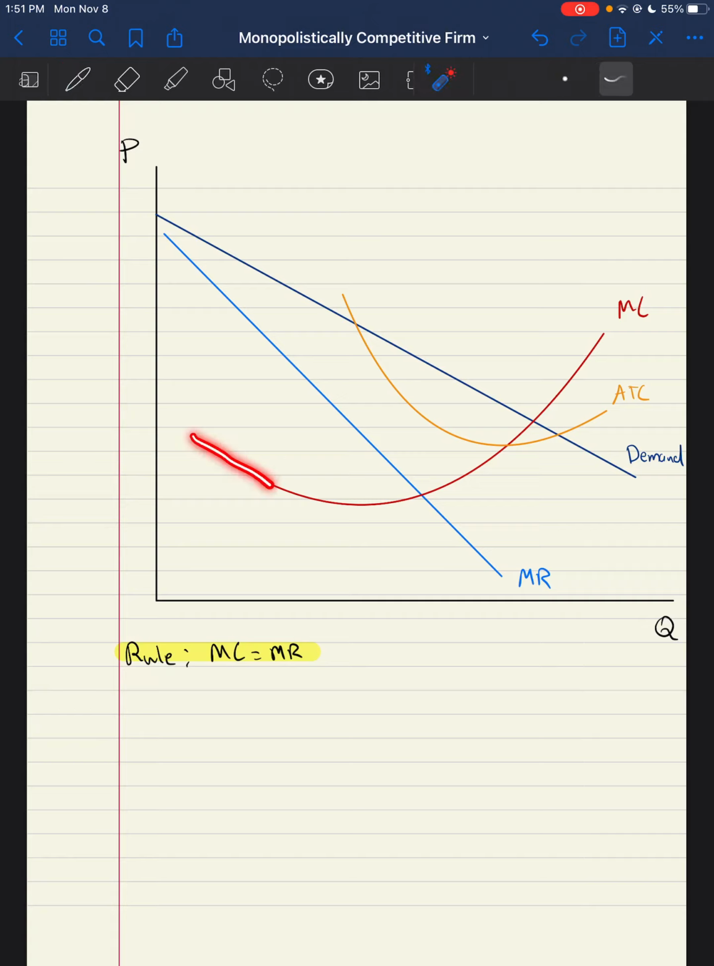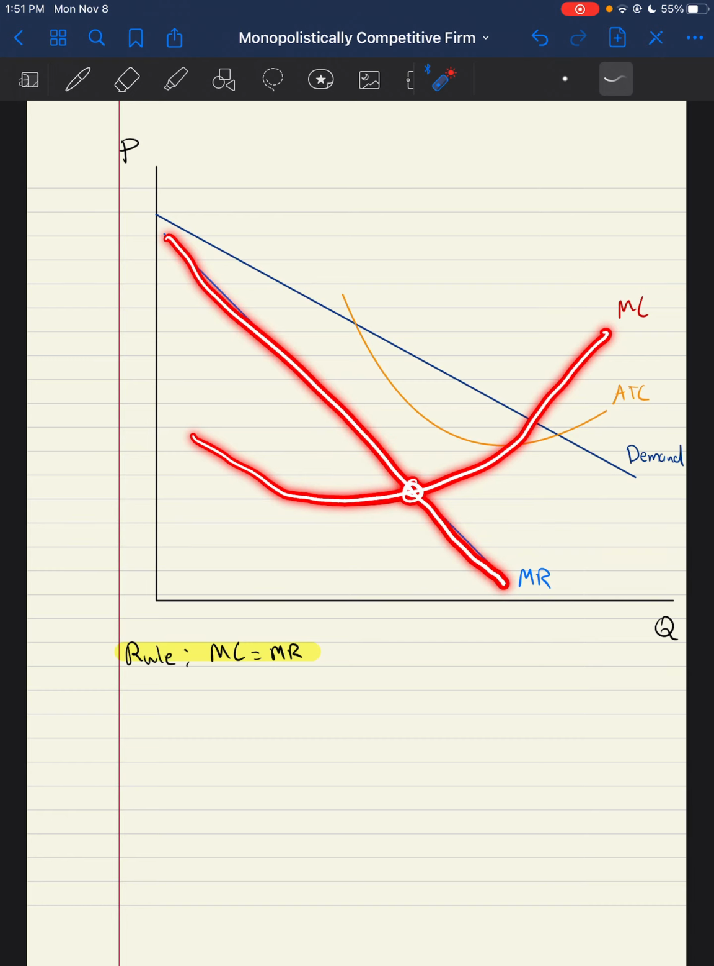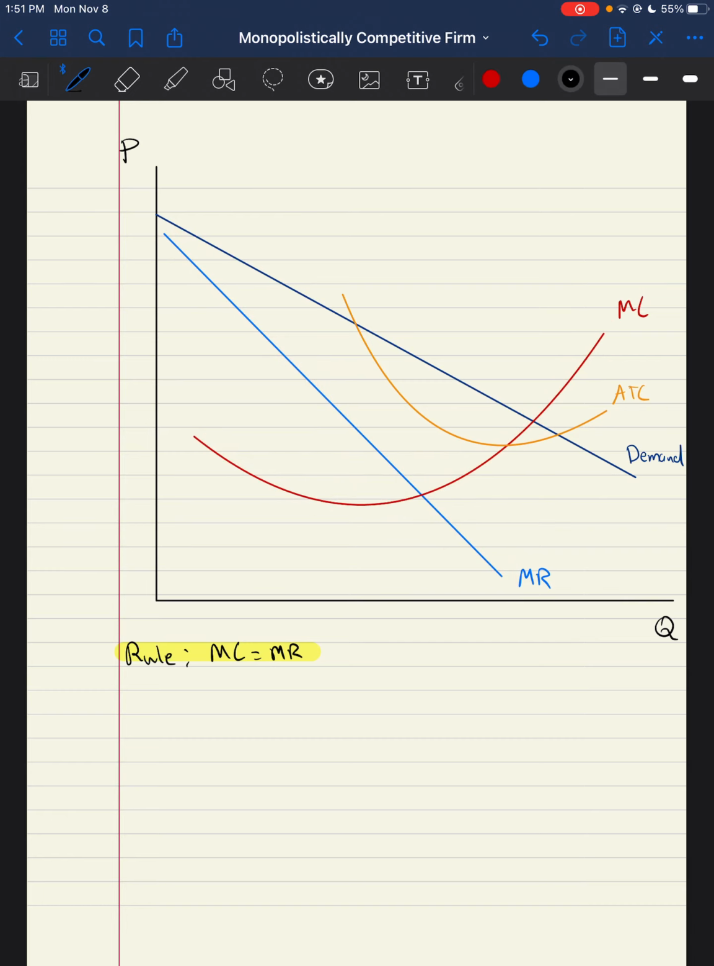Well, here's our marginal cost, and here's our marginal revenue. So it happens somewhere over here, at this point. Let's go ahead and find this point, and I'm going to label this the same. This is going to be our QPM star, our profit maximizing quantity.